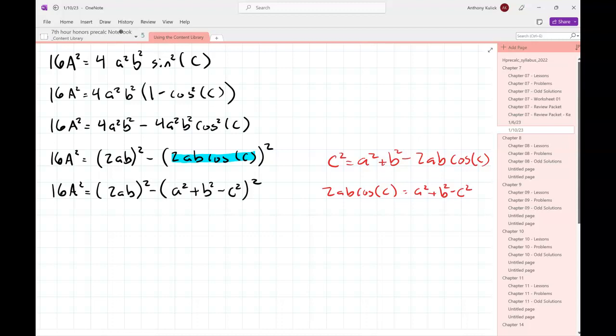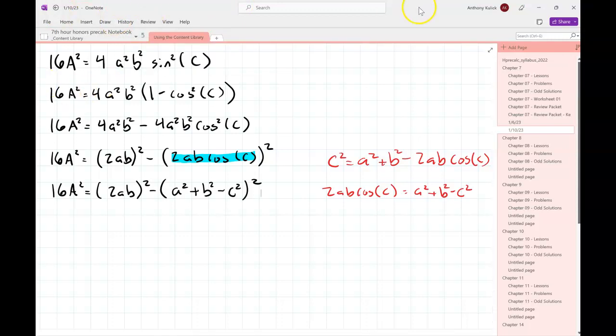Which I feel great about, because what have I done here? I eliminated the angle measure, right? So now everything is just side lengths. I'm going to do some work now to pretty this up, though, because right now it's set equal to 16 area squared, and I don't love that part.